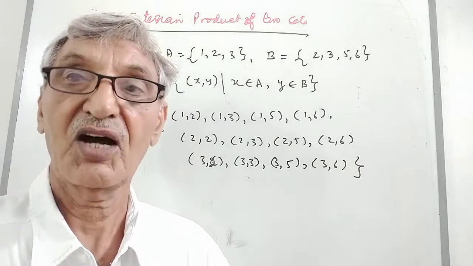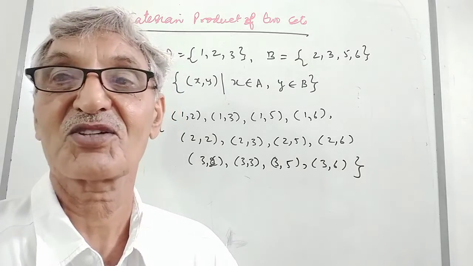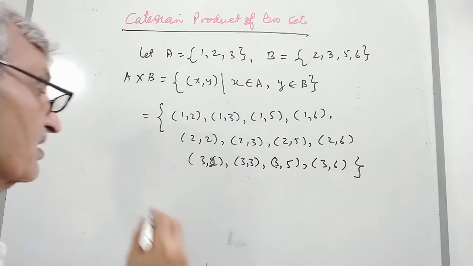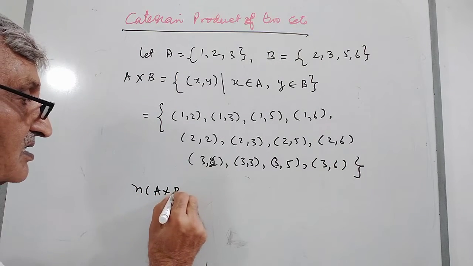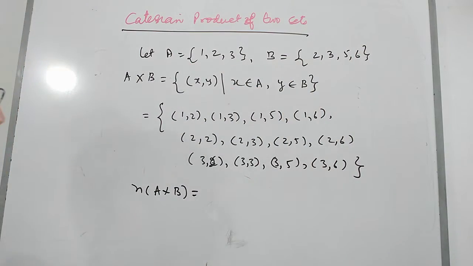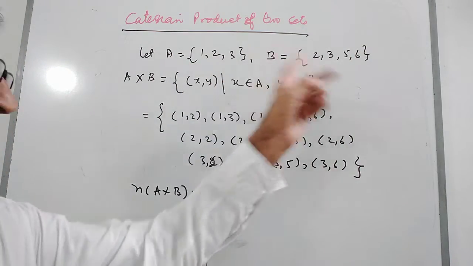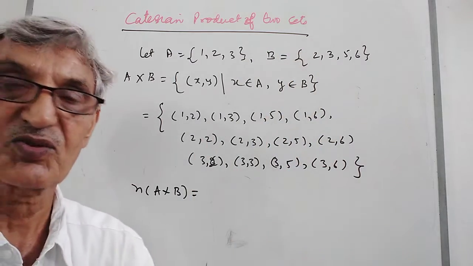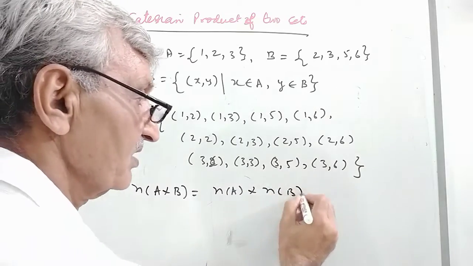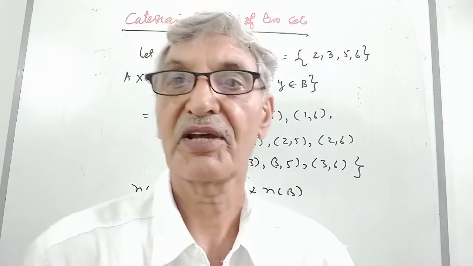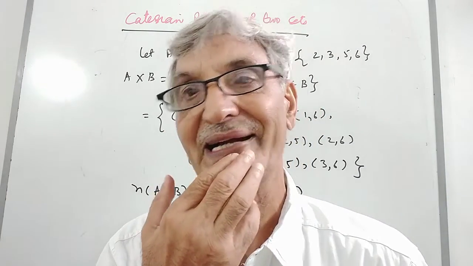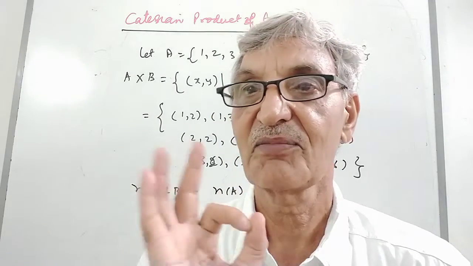Now, friends, how many elements does A cross B contain? The first question is the number of elements in A cross B. You'll find there are 3 elements in A, and 4 in B. So one is taken 4 times, the second 4 times, the third 4 times. There are 12. Naturally, it is the number of elements in A times the number of elements in B. If we multiply the number of elements in A and the number of elements in B, the product is basically the number of elements in A cross B.